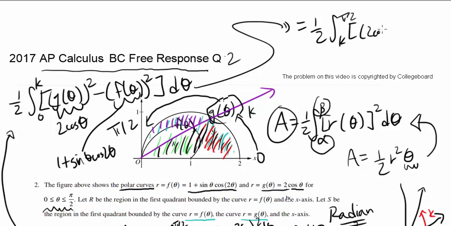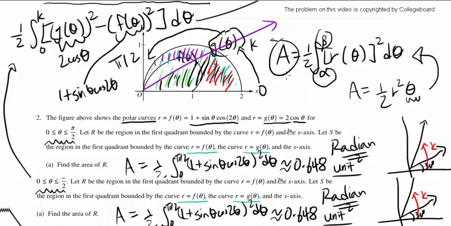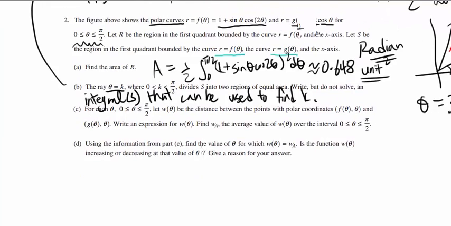I'll actually write it out this time. You should write it out for both of them in the actual test. 1 plus sine of theta cosine of 2 theta squared d theta. So that's the answer to part B. Now let's look at part C.